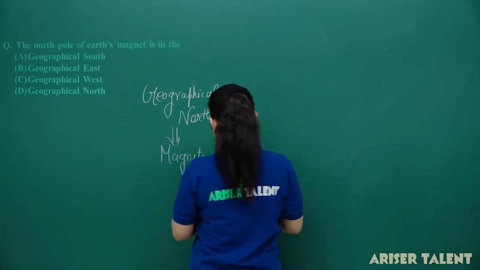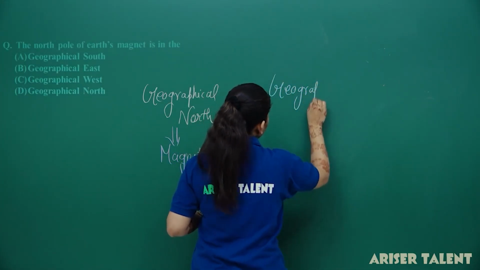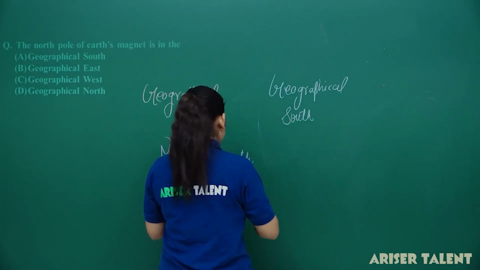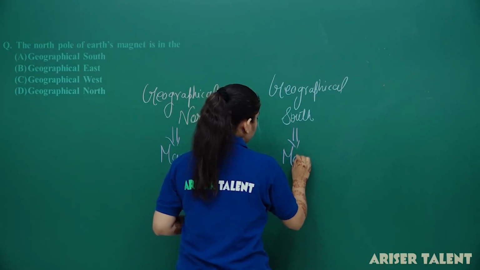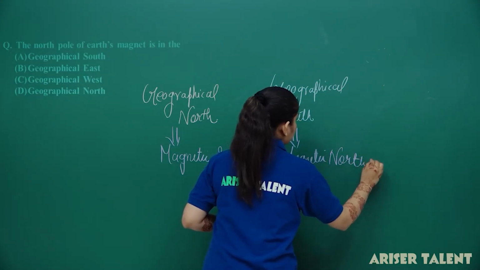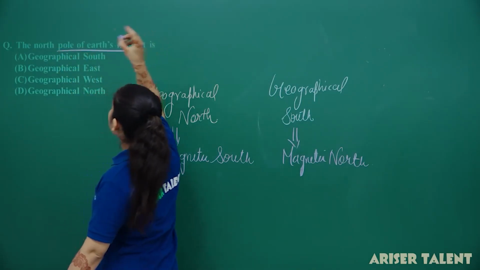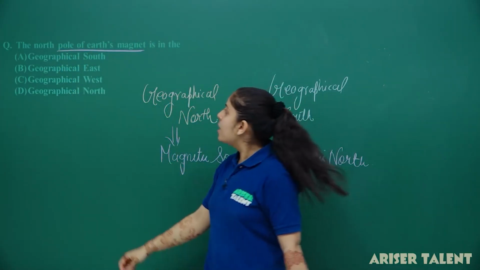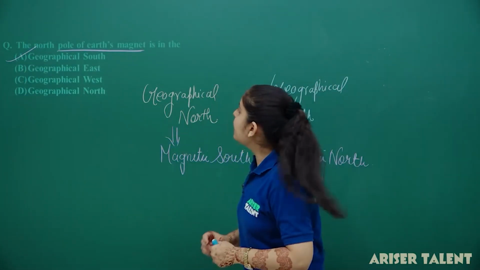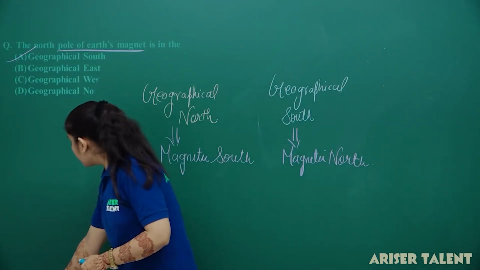And if I am talking about geographical south, it will be the magnetic north. So we can say that the north pole of the earth's magnet will be geographical south because it is just opposite. So we can say that option A is correct here. The correct option is option number A, that is geographical south. Now let's move to the next question in this sequence we have.